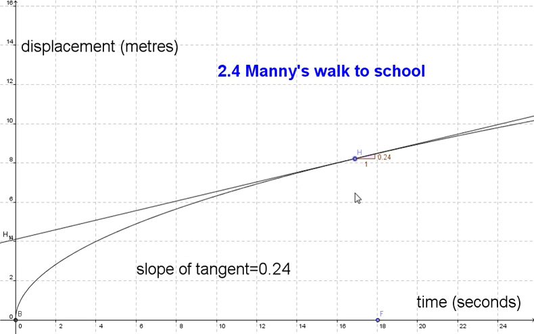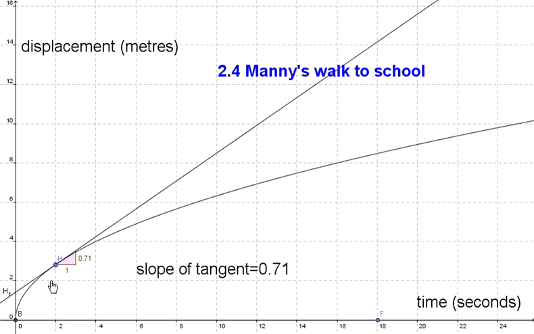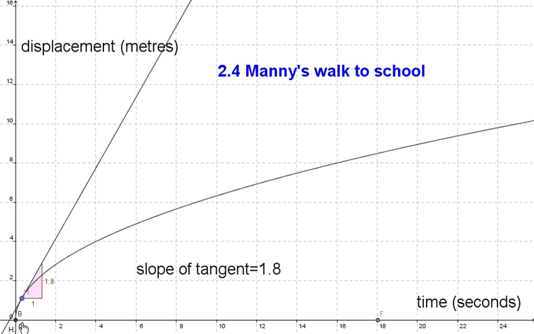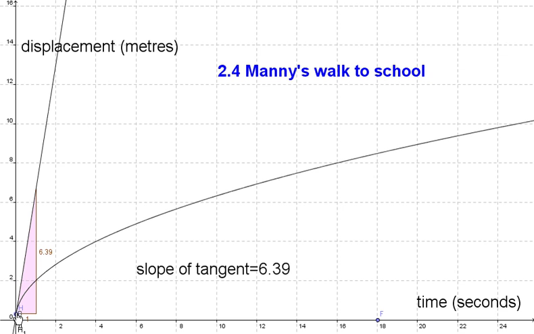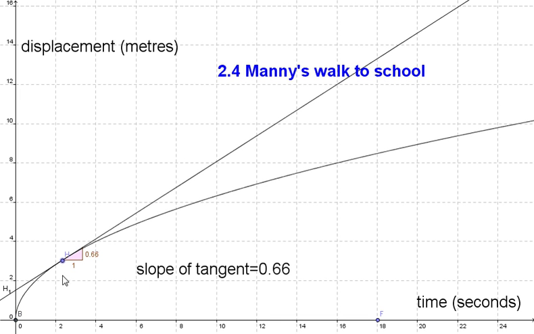So now at this point, for example, he's going at 0.24 meters per second, whereas at the beginning, he was going close to 5 meters per second, 6 meters per second. Well, really, that point here is infinite, but we'll ignore that point for now. Let's look at one more example.